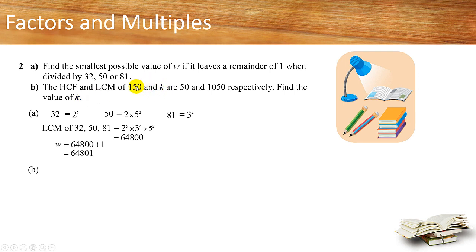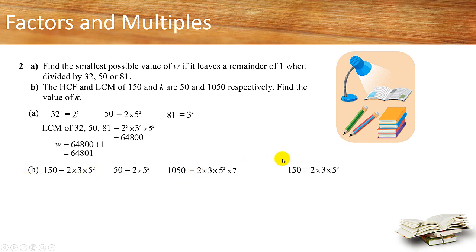We know that one of the numbers is 150, but we do not know what K is. However, we know that the HCF of these two numbers is 50, and the LCM of these two numbers is 1050. So from here we need to work backwards to find what K is. To do that, let's break up all the numbers into their prime factors. 150 is equal to 2 times 3 times 5 squared. 50 is 2 times 5 squared, and 1050 is 2 times 3 times 5 squared times 7. Once again, you can do your prime factorization to break out all three of them.